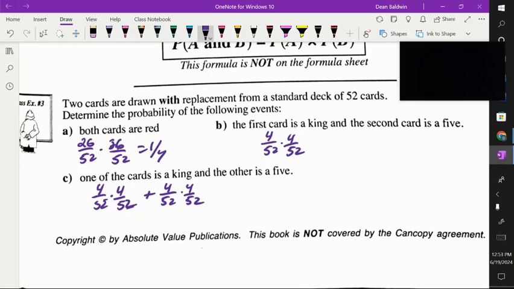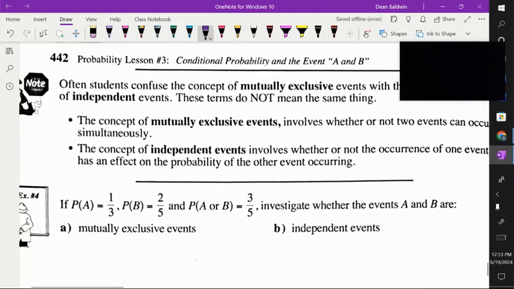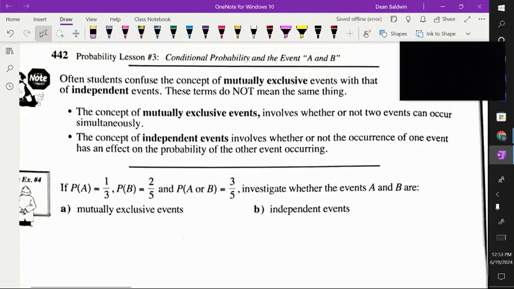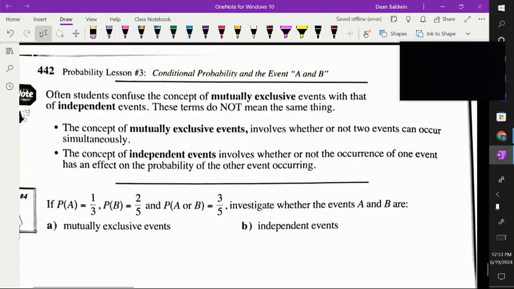Comes higher, because I haven't restricted the order, right? Yeah. Okay. Mutually exclusive and independent.